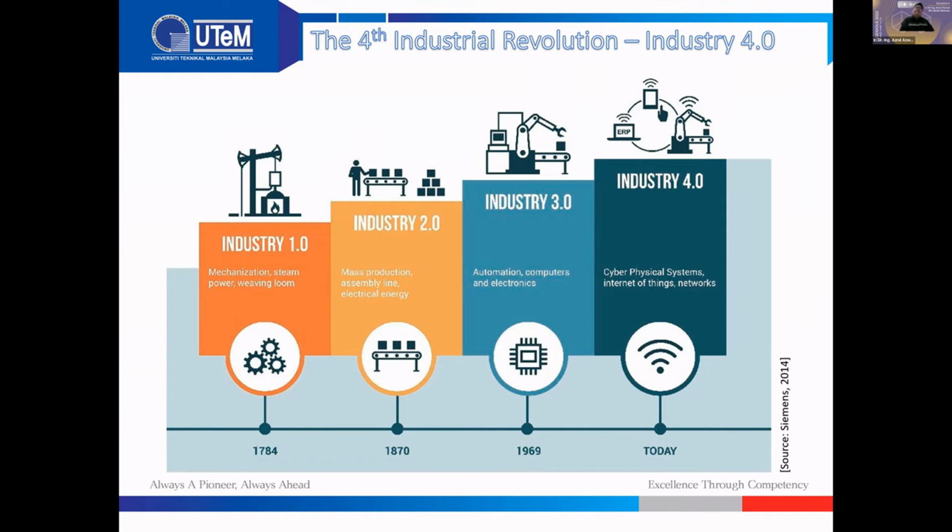So we can see the difference then. Now, in Industry 4.0, the terms that always appear are cyber-physical system, Internet of Things, and networks. So what exactly is the difference? Everywhere you look at the definition of Industry 4.0, people are talking about cyber-physical systems. What exactly is a cyber-physical system?